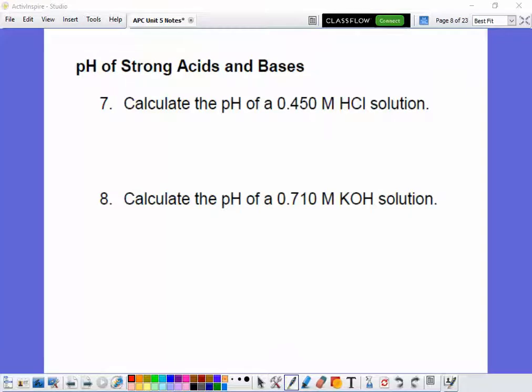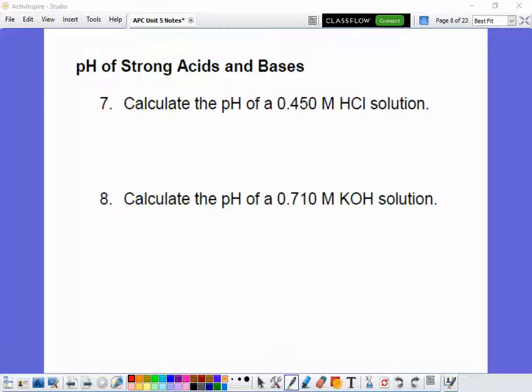All right, so today we are going to be talking about calculating pH of different types of acids and bases. So you should have a calculator. You should have your in-class problems out. Okay. So let's review a little bit of stuff from last class.